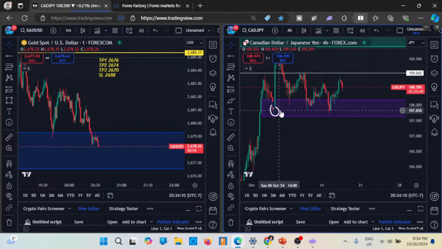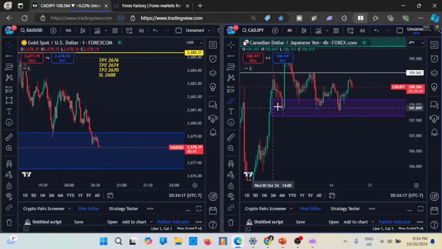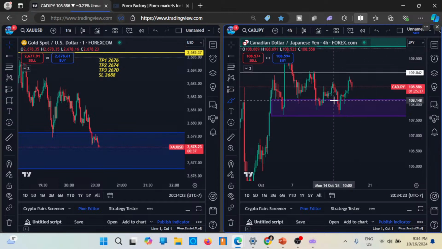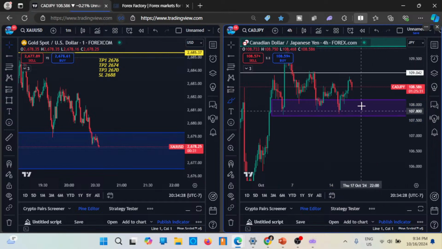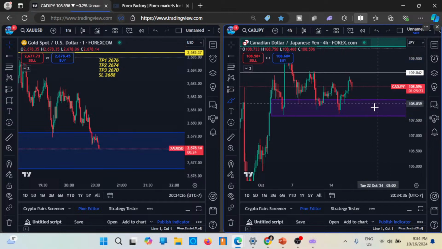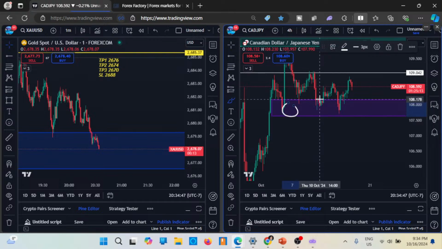This is how manipulations happen. The price is basically building all this liquidity, and the people who control the market the most know that most people want to buy at support. So eventually they will break below that support, because they know most people are buying here and setting their stop loss slightly below this level. So that's why you should be careful whenever price has held a number of times.